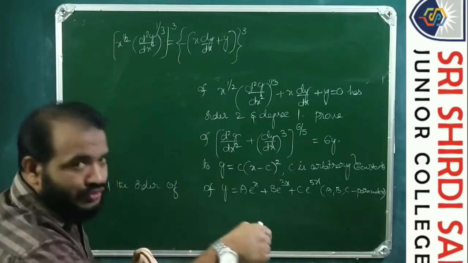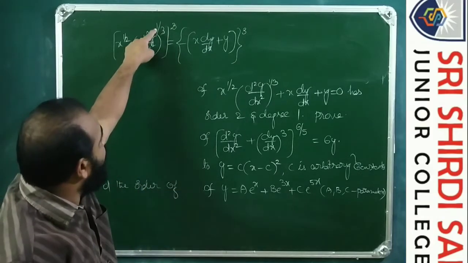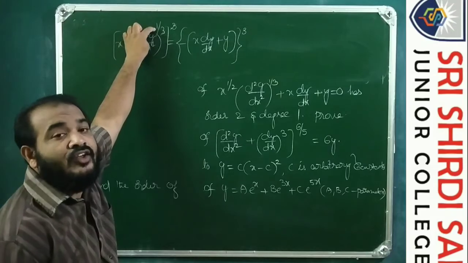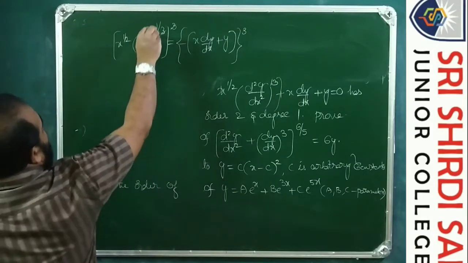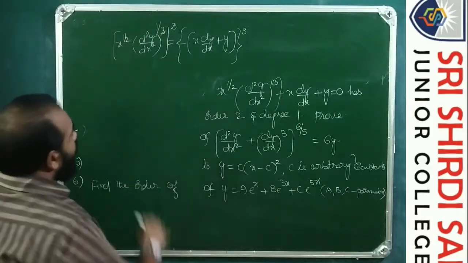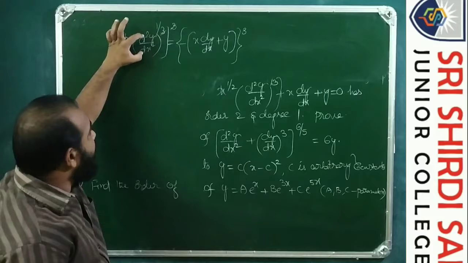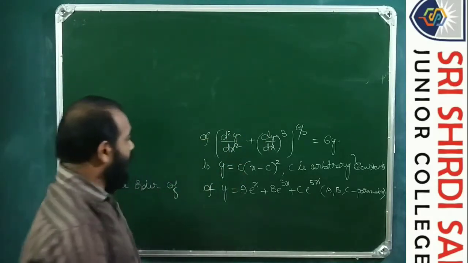So if we do so, then this 3 and this 3 get cancelled. So we are left with d square y over dx square to the power 1, which is a non-negative integer. So d square y over dx square has power 1. So the order is 2, the highest order derivative is 2, and its power is 1, so the degree is 1.